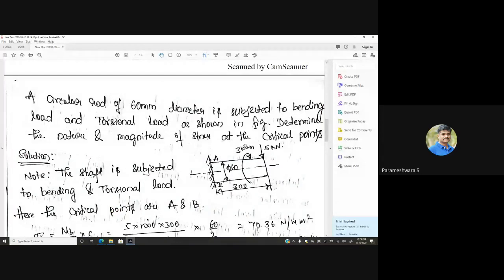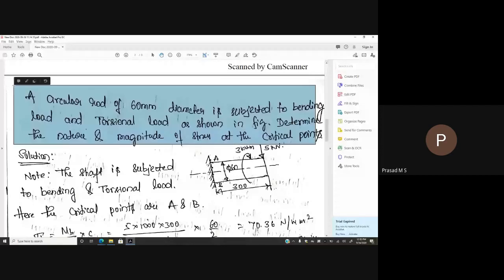Read this problem. A circular rod of 60 mm diameter is subjected to bending load and torsional load as shown in figure. Determine the nature and magnitude of stress at the critical points.